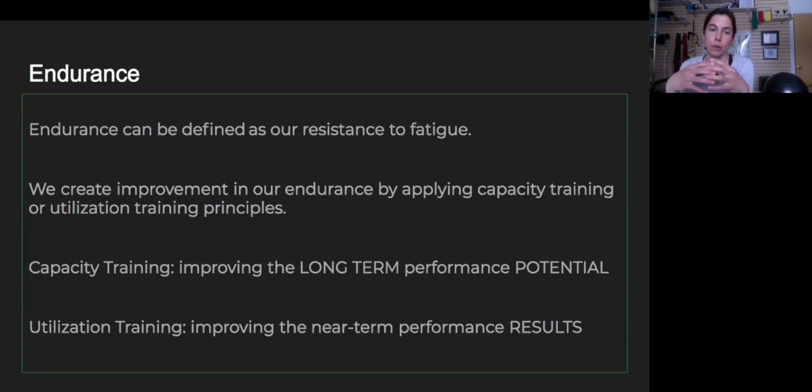And the utilization training we're going to see when we get more into phase 2 and 3 of this training cycle, where we're talking about building more near-term performance results related to creating utilization specific to our sport or specific to certain body areas or muscles or movement patterns.